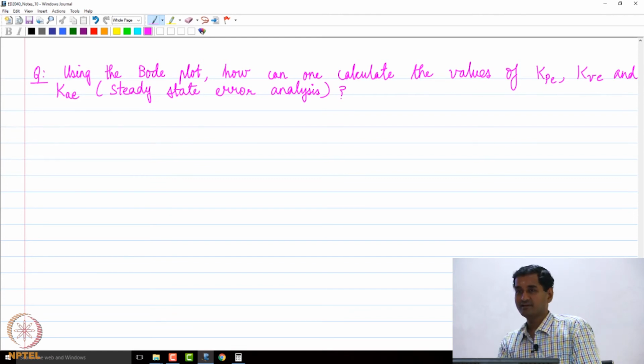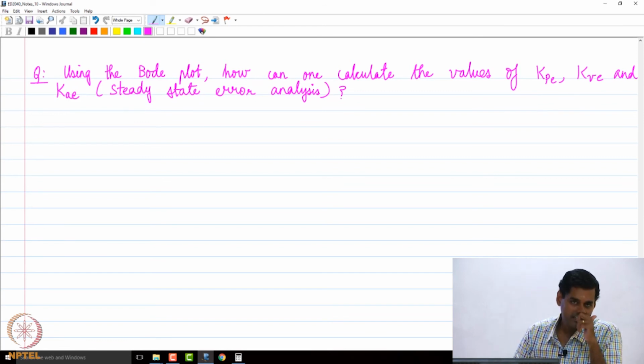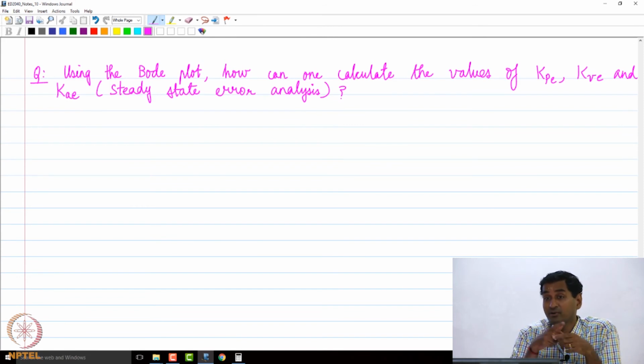So the question I am going to leave you with is how do we calculate these constants when we have the Bode plot. Let us say I give you the Bode plot, can you use it to graphically figure out these constants? And what is the advantage of this? Using the Bode plot you can tell me what is going to be the steady state error when you have certain types of inputs. That is something I want you to figure out. I am just going to stop here.